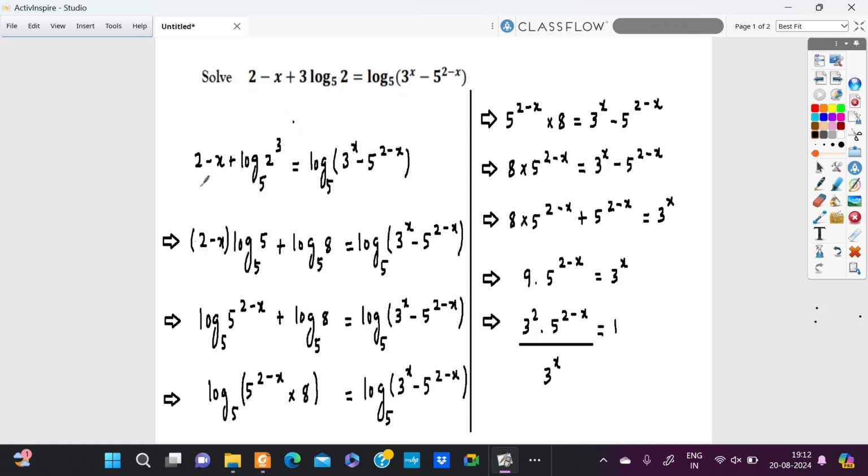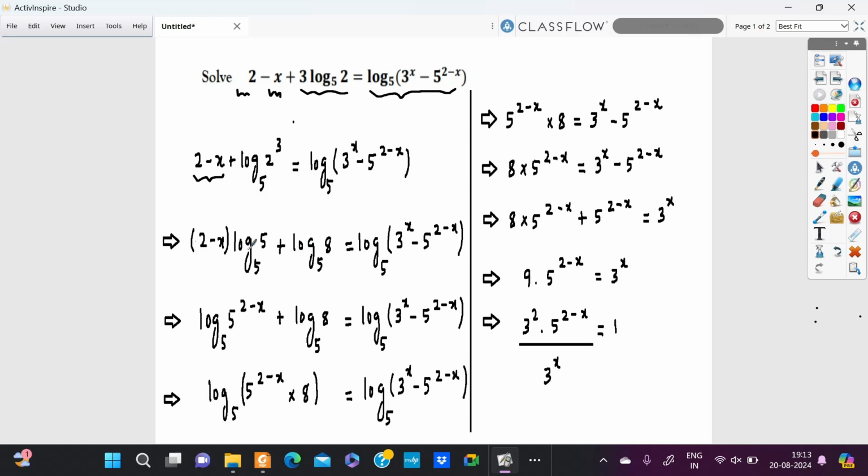The first term has no logarithm. The second term has no logarithm. The third term on the left hand side has a logarithm to the base 5, and the complete right hand side has 1 log to the base 5. Alright, so I try to include log with 2 minus x.